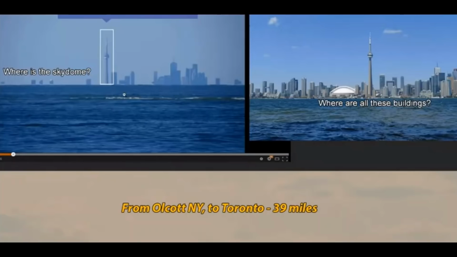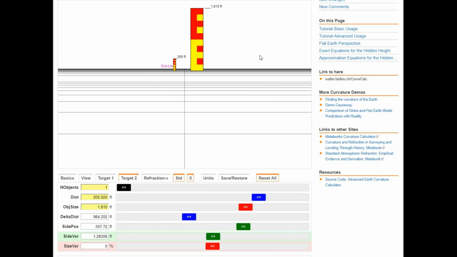Now let's do this. Here is a representation of those two structures: a 350-foot structure on the left and an 1,815-foot structure on the right. The distance to them is 205,920 feet. That's 39 miles.